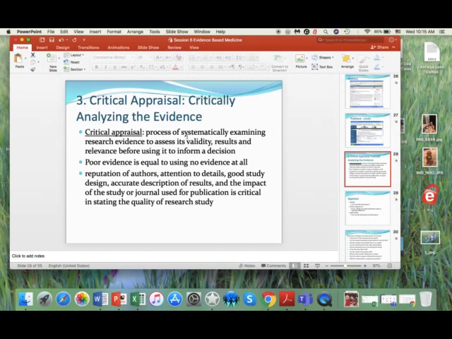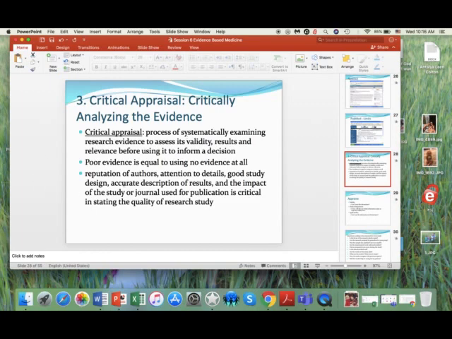Because really, if we're using poor evidence, whether that means a research article that is not good research, like the research was not done well, or it's an article that doesn't apply to our case, that's the same as using no evidence at all. Maybe it's even worse, because at least if you're using no evidence at all, you're using some clinical judgment. But if you're just going to apply an article that doesn't apply or that's not based on good research, it's probably actually worse than using no evidence at all.